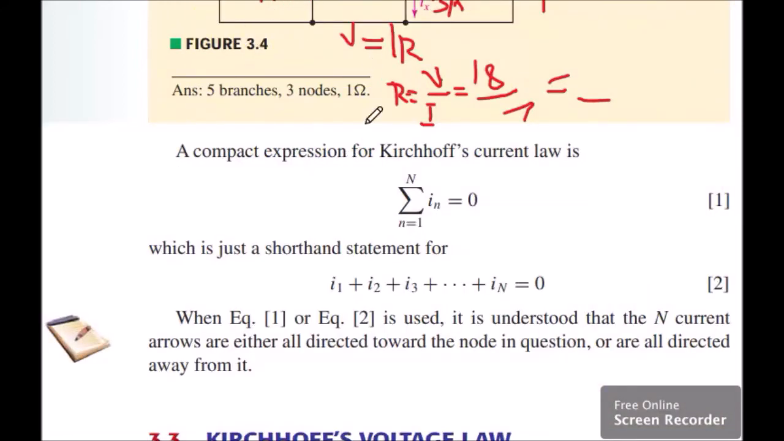So, additional, sabi niya, a compact expression of Kirchhoff's current law is, pwede din daw siya na ganito. Pwede siyang sabihin na the summation of the currents In, from N equal to 1 to infinity, is equal to 0. Sabi niya, the summation of all the currents sa ating node is equal to 0. Alright?